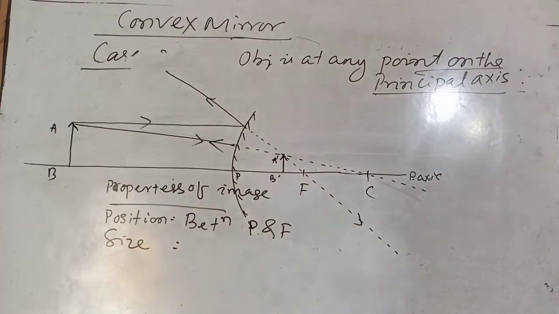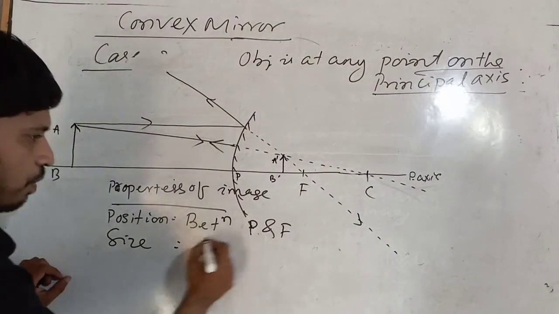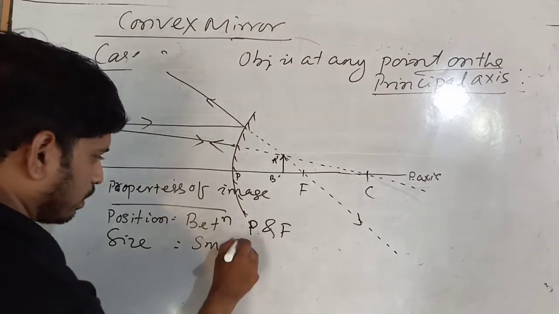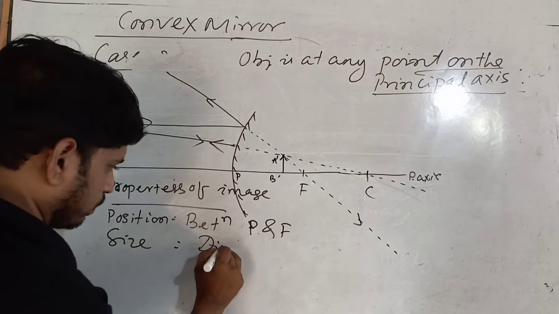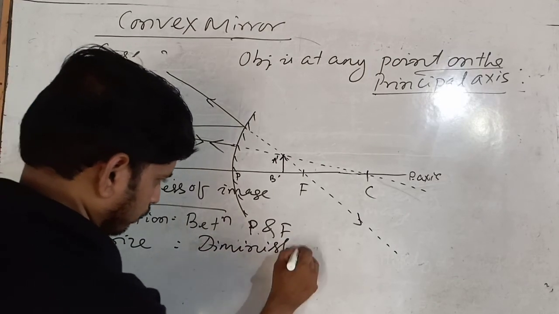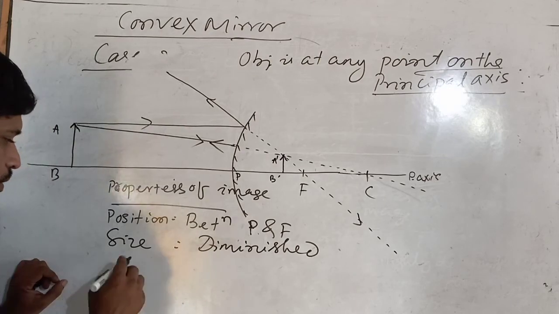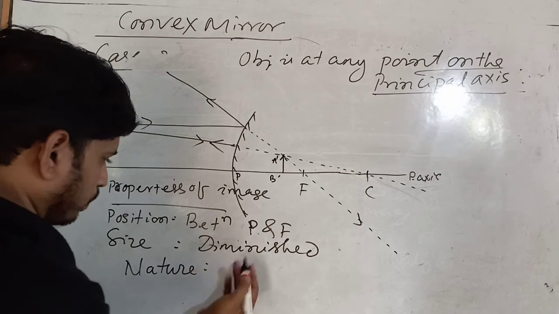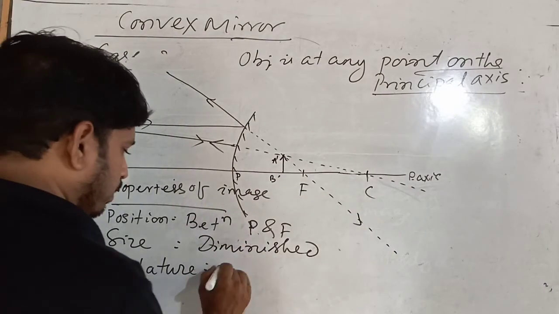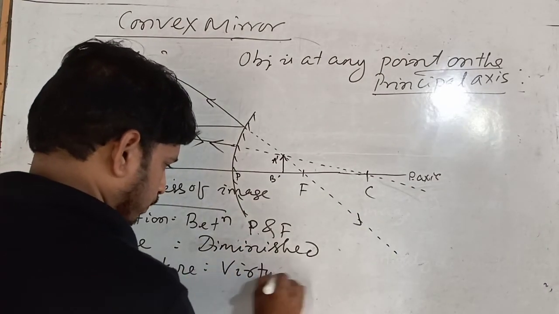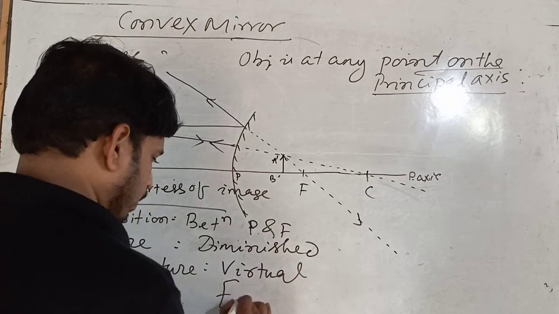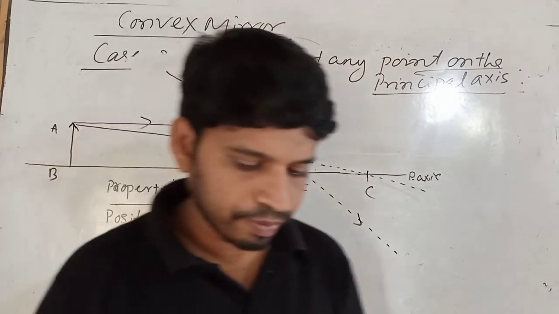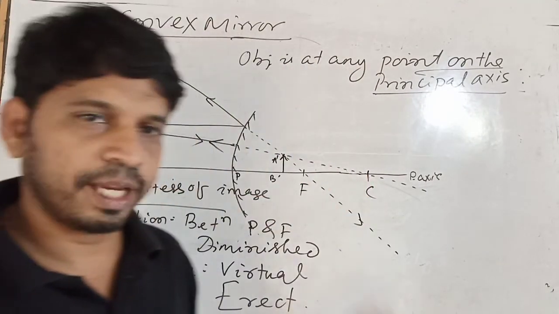Size: it is smaller, that is, diminished. And nature: behind the mirror, virtual and erect. You can see it, erect. So this is all about your concave and convex mirror and their image formation.